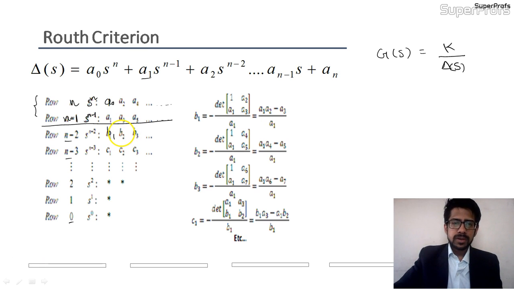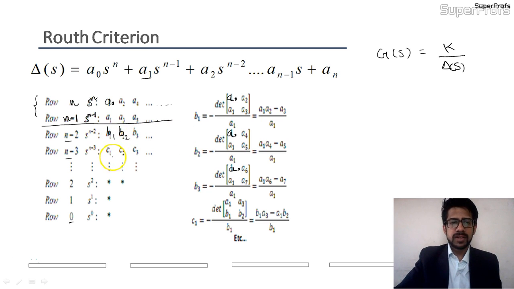For b2, the same way, you should calculate a1 into a4 minus a5 into a0. As you can see here, I'll write a0 in the places of 1 just for ease of understanding. So for b2, you'll have to calculate a1 into a4 minus a5 into a0 divided by a1, as you can see here. Okay, this is how you keep on calculating the s raised to n minus 2 row.